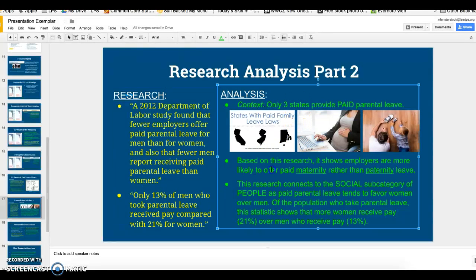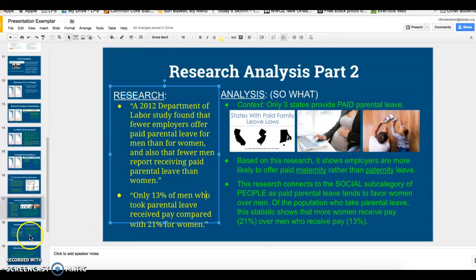The next slide then repeats those two statistics or pieces of information, and then actually gives you the analysis. And again, analysis is really just the so what. So it might be helpful for you to remember here that the analysis is just the so what. So what is significant about these two pieces of data? What do they tell us? And you can use the sentence stems that we used last class.